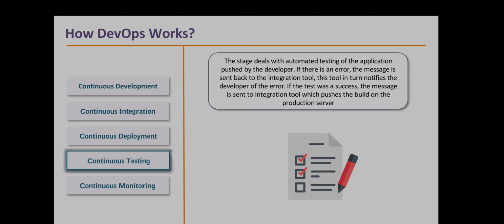And after deploying the web application onto the servers, the next stage will be continuous testing. In this stage, it deals with the automation testing of the application pushed by the developer. If there is an error, the message is sent back to the integration tool. This tool in turn notifies the developers of the error. If the test was successful, the message is sent to the integration tool, which pushes the build to the production server. What will happen after testing the web application? If any errors occur in that testing stage, it will notify the developers.